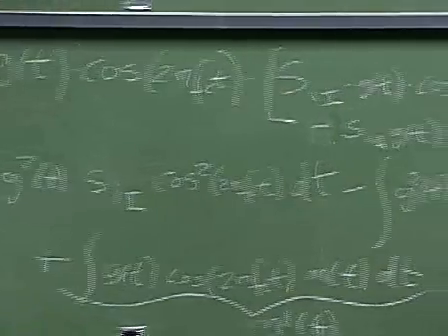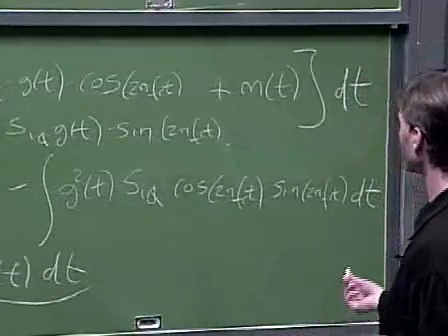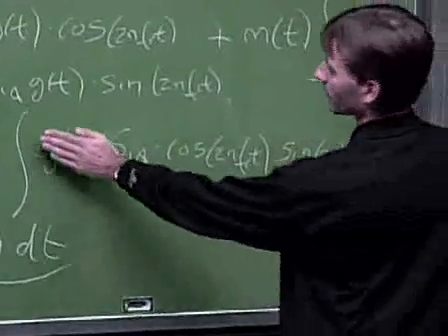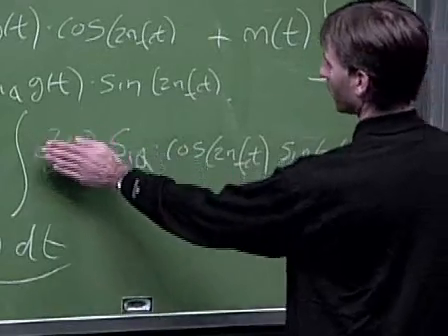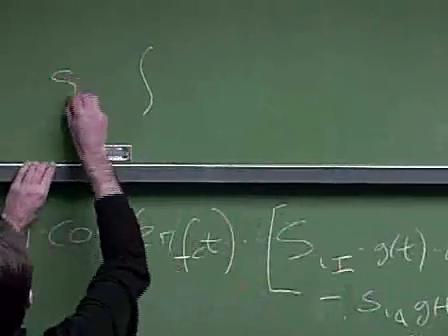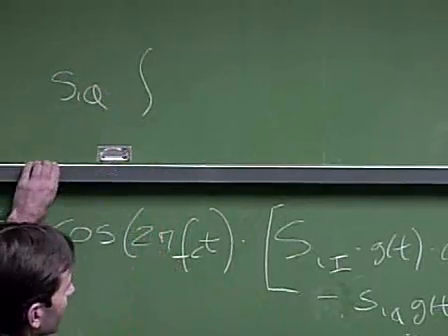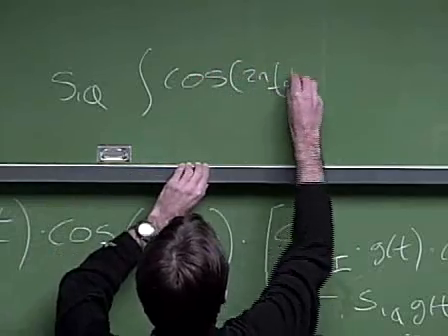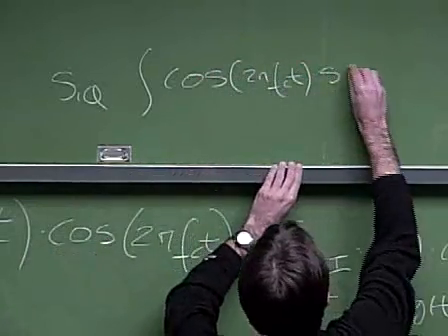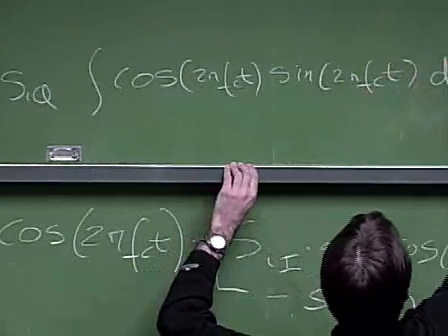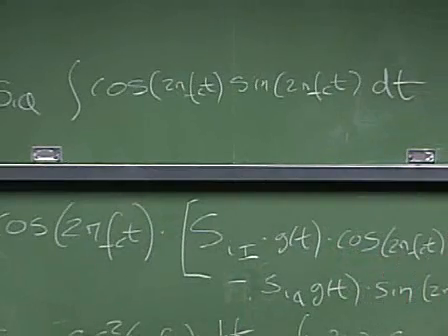First, let's look at the second guy. Let's imagine for a second there is no g of t. So we only have everything else. In that case, we would have the integral. This coefficient can come outside the integration because it's constant, S_IQ, times the integration of cosine 2 pi f_c t times the sine of 2 pi f_c t dt. Okay, so what is this?